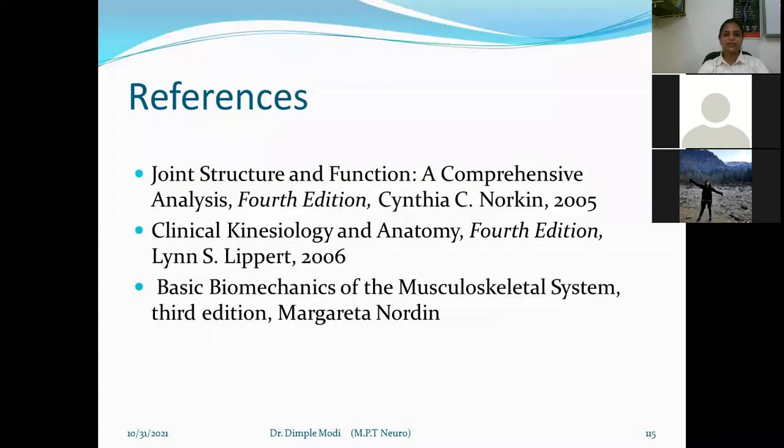I have referred to all these books: Dawkins, Kinesiology and Anatomy, Lippert, and Basic Biomechanics of the Musculoskeletal System.